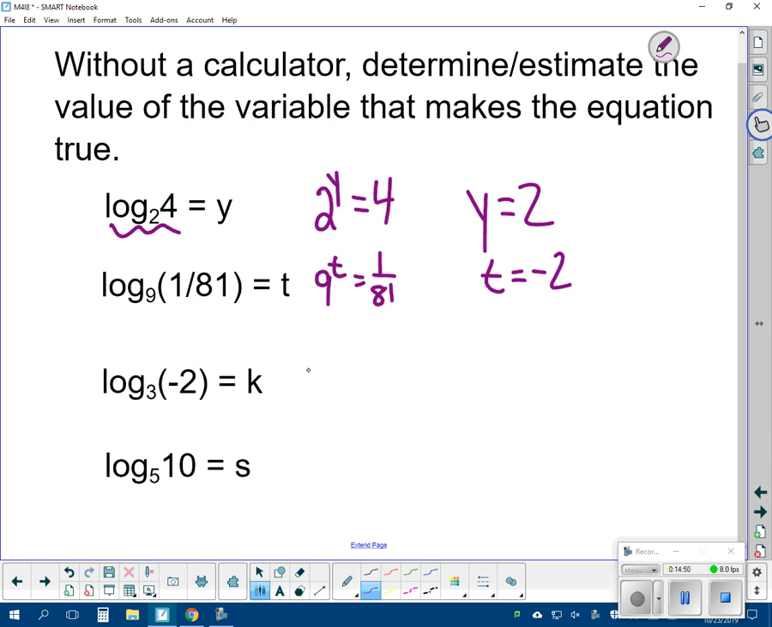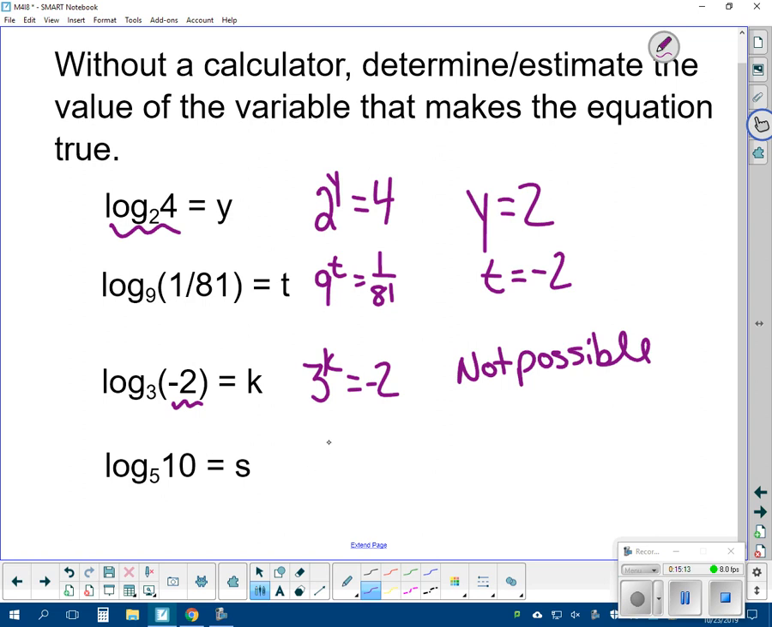Third one, what would it be? 3 to the equals negative 2. Can't do it. Why not? Okay, what you're taking the logarithm of is not allowed to be negative. Why? Because there's no way I can take this number to any power and turn it into a negative.